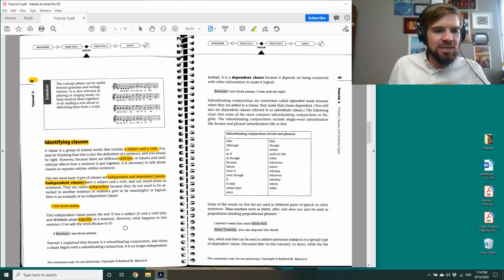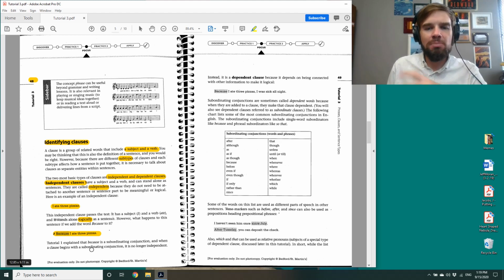However, what happens to this sentence if we add the word because? Because I ate 3 pizzas. Now, tutorial 1 explained that because is a subordinating conjunction, and when a clause begins with a subordinating conjunction, it is no longer independent. Instead, it is a dependent clause because it depends on being connected with other information to make it logical. And here she'll give us an example of how to make this a complete sentence. Because I ate 3 pizzas, I was sick all night.